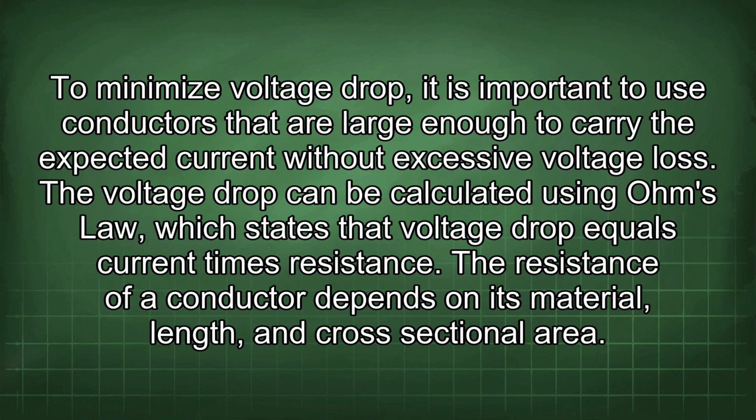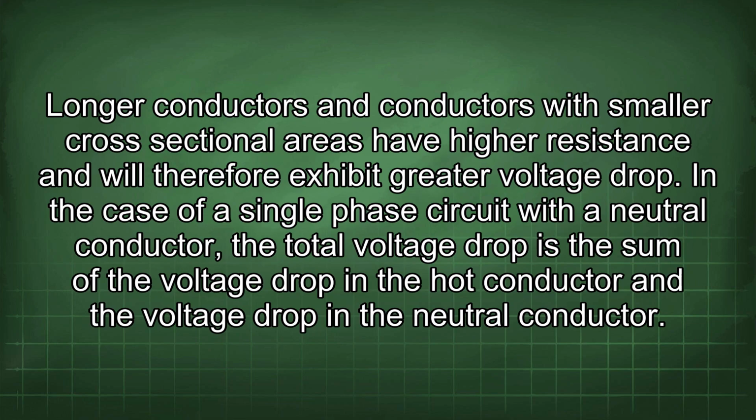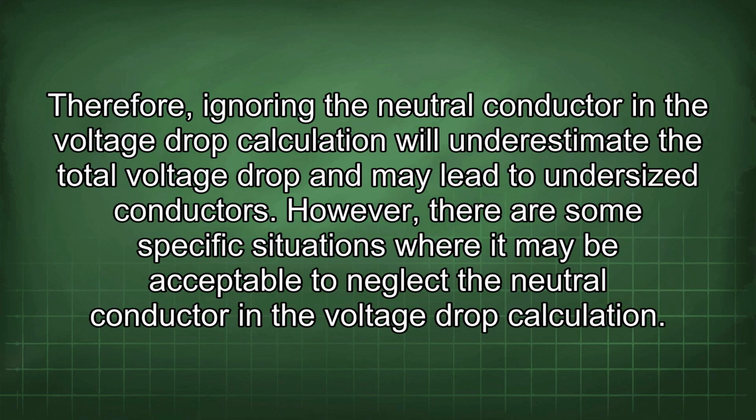The voltage drop can be calculated using Ohm's law, which states that voltage drop equals current times resistance. The resistance of a conductor depends on its material, length, and cross-sectional area. Longer conductors and conductors with smaller cross-sectional areas have higher resistance and will therefore exhibit greater voltage drop. In the case of a single-phase circuit with the neutral conductor, the total voltage drop is the sum of the voltage drop in the hot conductor and the voltage drop in the neutral conductor. Therefore, ignoring the neutral conductor in the voltage drop calculation will underestimate the total voltage drop and may lead to undersized conductors.